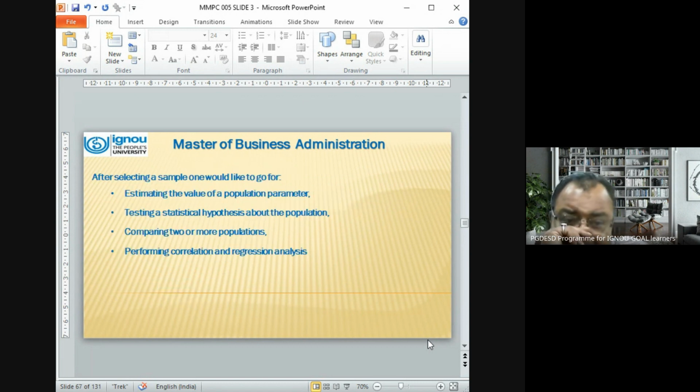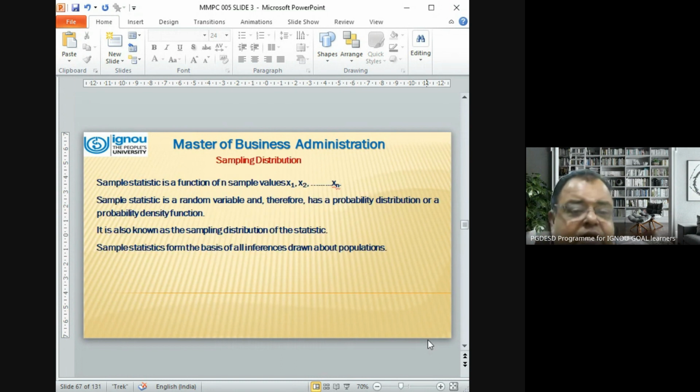After selecting a sample, one would like to go for estimating the value of a population parameter, testing a statistical hypothesis about the population, comparing two or more populations, and performing correlation and regression analysis. This is all we are going to discuss today. Now comes your sampling distribution.